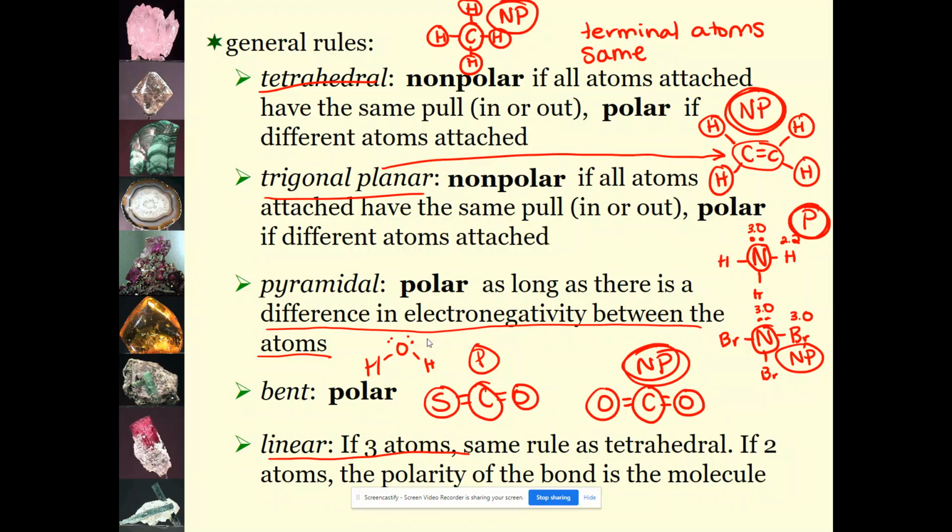Unless the bonds themselves are nonpolar, then the molecule will be nonpolar, like with NBr3. Another example is PH3. In PH3, the P and the H have the same electronegativities. So it's a nonpolar molecule because the bonds are nonpolar. Okay? If you have no central atom, because your molecule is made up of just 2 atoms, whatever the polarity of the bond will be the polarity of the molecule. That's what the last thing says here. If there's 2 atoms, whatever the polarity of the bond is, is the whole molecule, because that's all there is, a bond. Okay?